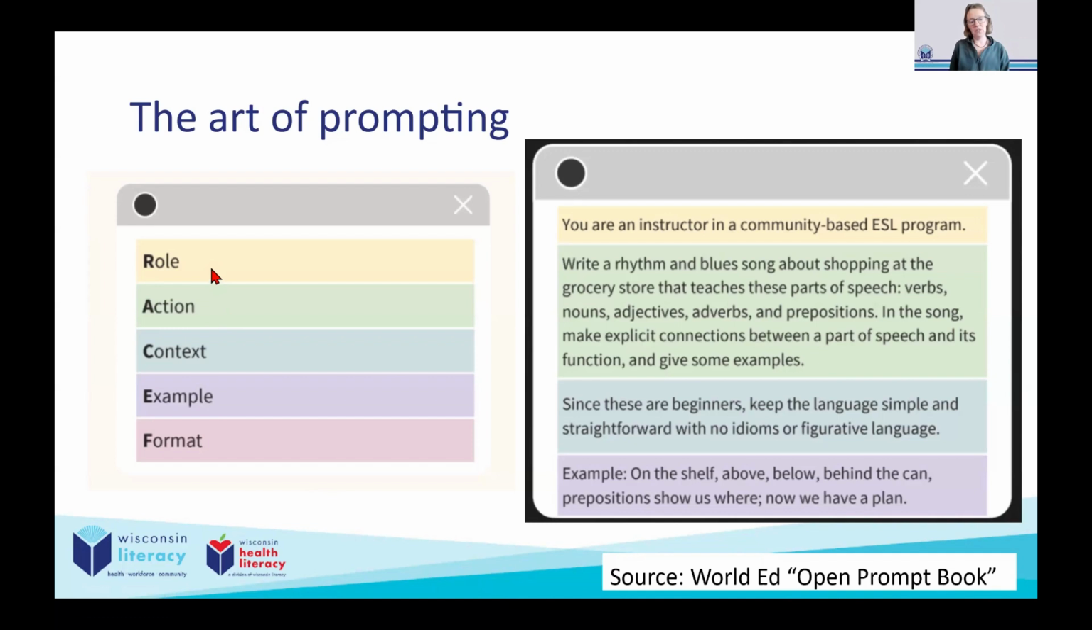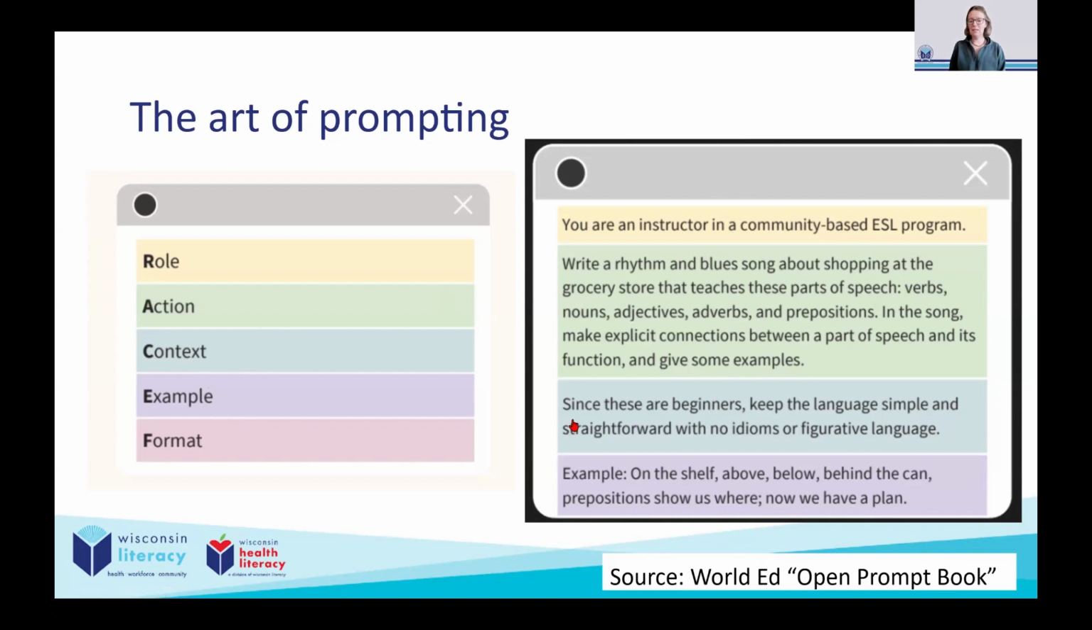They came up with this acronym, maybe it's not an acronym, but role, action, context, example, format. The most specific prompt to get you the best results with AI will include some, if not all, of these things. So you tell AI what your role is or what its role is: you are an instructor in a community-based ESL program. What action do you want it to perform? Write a rhythm and blues song, etc.